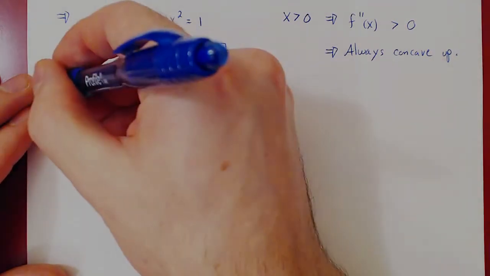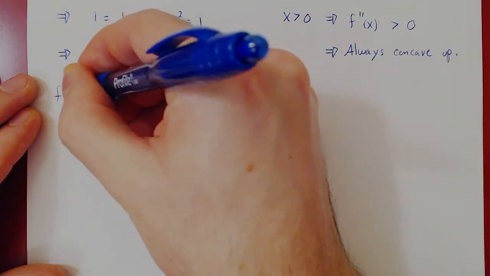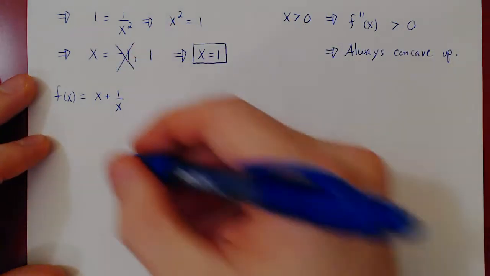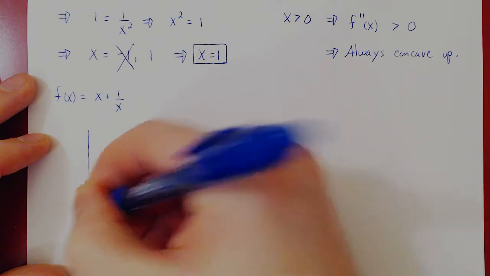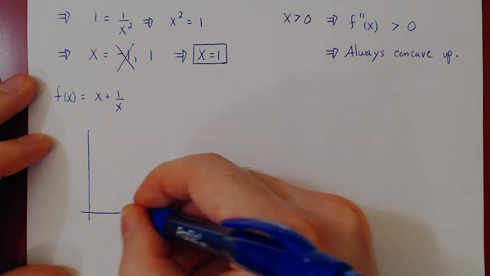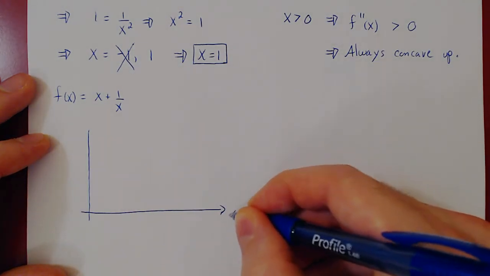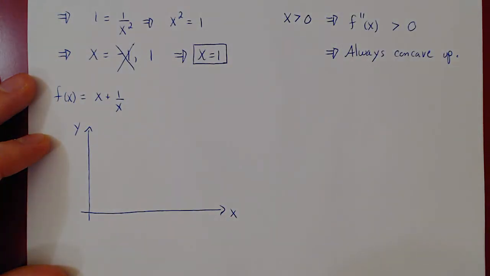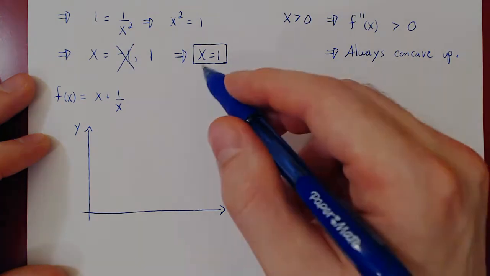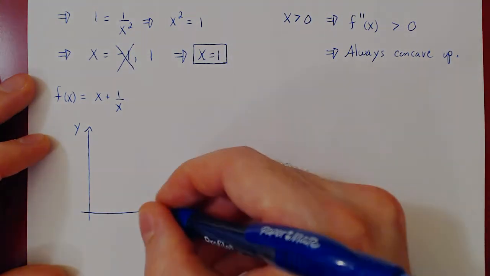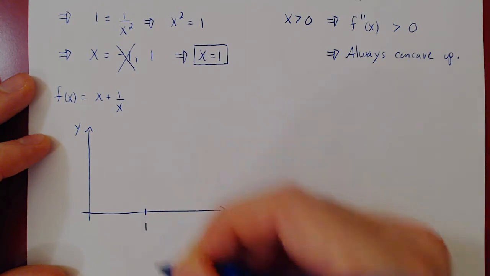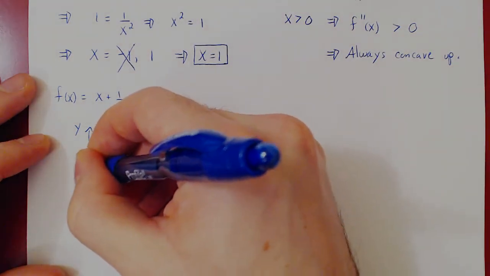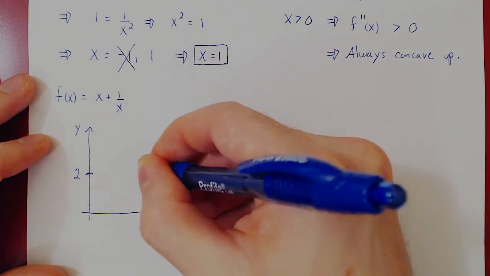Let's recall that f of x was simply x plus 1 over x. So we only consider the positive real axis, as our range of x values is positive real values. And we look around our unique critical point when x is 1. f of 1 will be 1 plus 1 over 1, which is 2. So we have this point.